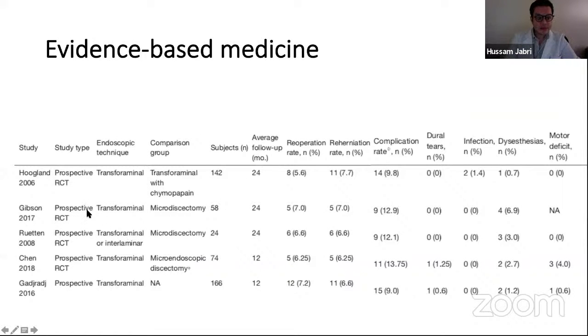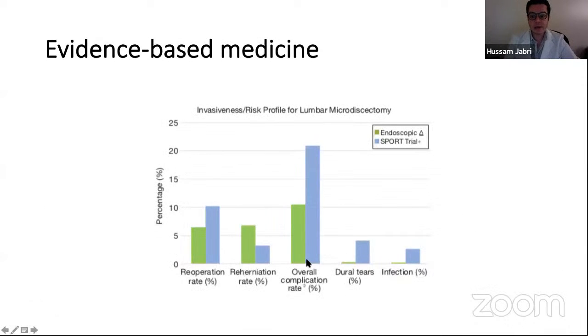And they have 5 RCTs published about discectomy by either way with a follow-up of 1 year to 2 years. And these results will be depicted in this diagram. This study compared the endoscopic approach in green to the SPORT trial, which is the Spine Patient Outcomes Research Trial, a study done on discectomy with follow-up of 4 and 8 years in the States. Both of these RCTs showed that green, the endoscopy, has less infection, less dural tears, less overall complications.